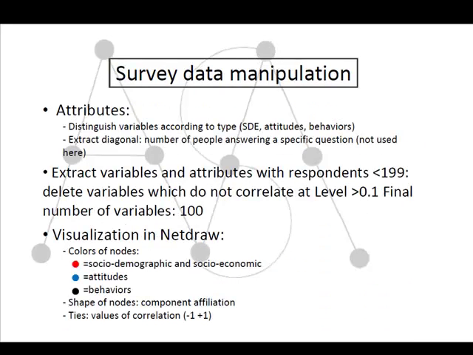Then I have attributes for these variables. So I can see which variables are socio-demographic or socioeconomic variables, which ones relate to attitudes, and which one relates to behaviors. And if I don't run correlation, but I literally count the number of people who answer the questions, when I transpose my matrix, you extract the diagonal value, and for each variable, I know how many people answer each variable. But I'm not going to use this information in this analysis, otherwise it gets too complicated.